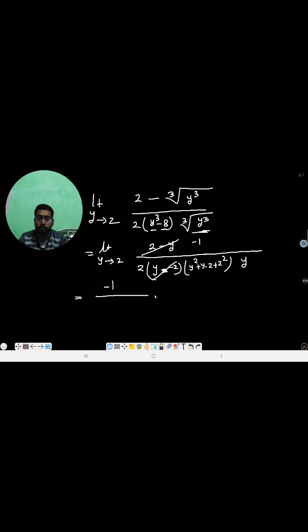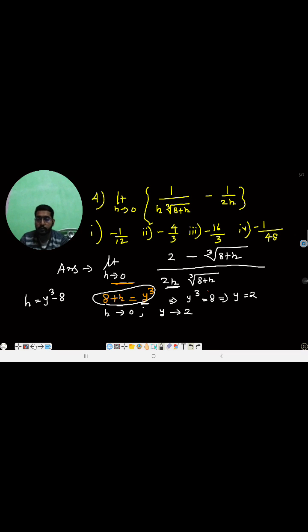So that will be minus 1 divided by, now here you can see y is 2, so if I put 2 here, it will be 2 into 2 square, that is 4, plus again y into 2, that means 2 into 2, that will be 4, then 2 square, that will be 4. So 4, 4, 4 that means 12, and here again 2, so 12 twos are 24, and 24 twos are 48, so the answer will be minus 1 by 48. So option 4 will be the correct one. So it will be minus 1 by 48, like this.